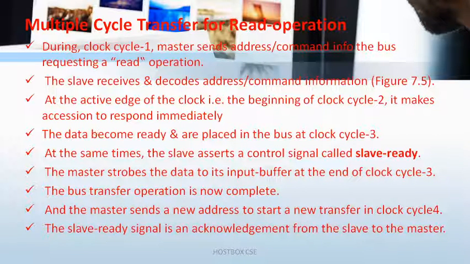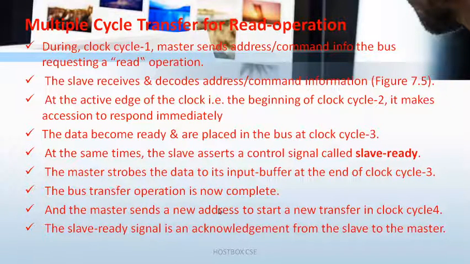Understand here. During clock cycle 1, the master sends address or command information to the bus requesting a read operation. Then the slave will receive and decode the address, command and information. At the edge of the clock, at the beginning of clock cycle 2, it makes access to the response immediately. The data becomes ready and is placed on the bus at clock cycle 3. At the same time, the slave asserts a control signal called slave ready. Remember, it will generate a signal called slave ready. Then the master strobes the data into its input buffer at the end of clock cycle 3. Then the bus transfer operation is completed.